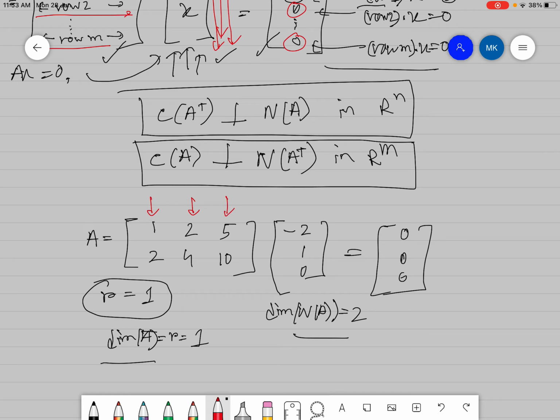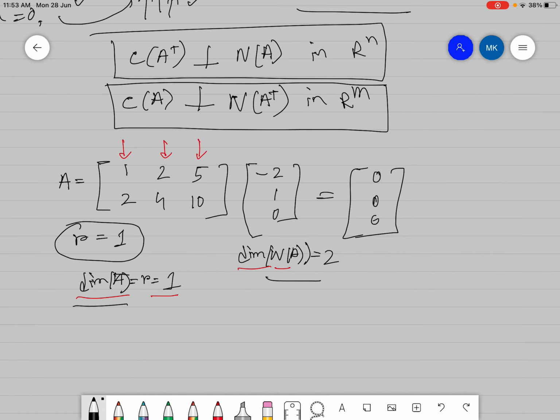So as you can see, the dimension of A and the dimension of the null space of A actually complement to the dimension of the whole space, or the dimension of R3, right? So that's why I said in the previous part that the dimension of V plus the dimension of W is basically the dimension of the whole vector space, right?